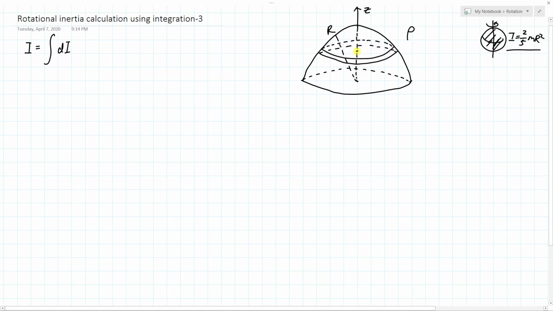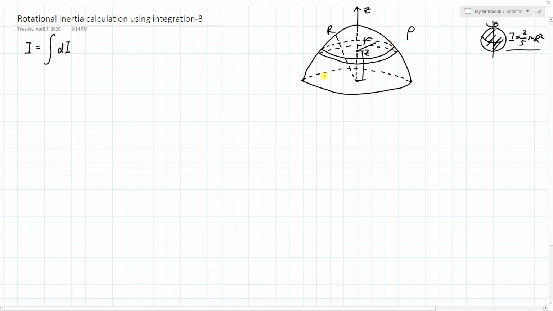Here's the center of the disk, located at a height of z. So this height is z. It doesn't work too well. Let's put that z right here. And it also has its own radius, which is lowercase r. So we can imagine cutting or slicing this whole hemisphere into slices, like slicing an onion. Each slice has a different height, z, and each slice has a different radius, r. And each slice also has a different mass and resulting rotational inertia.